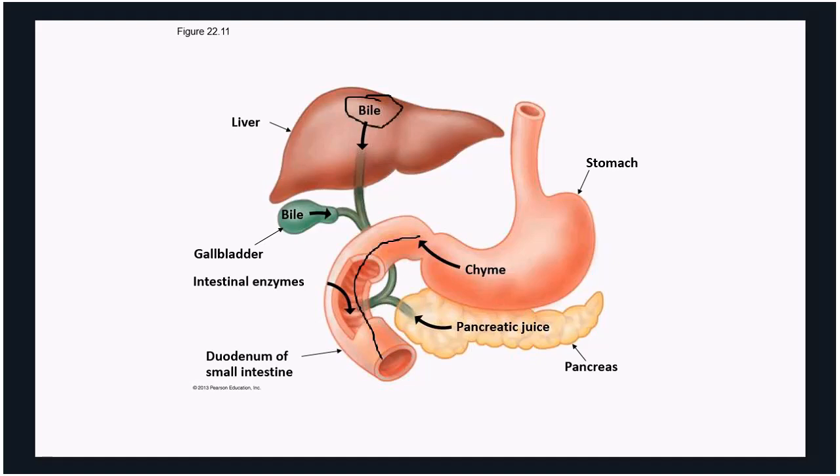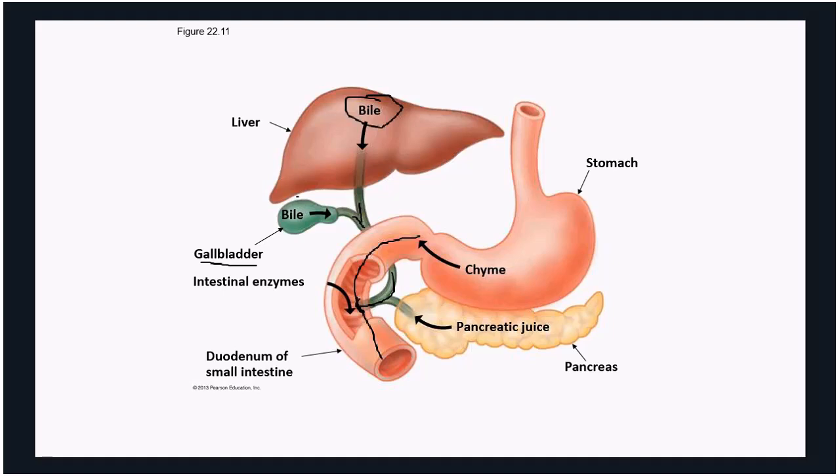So bile is your friend when it comes to digesting fats. It's actually made in the liver and stored in the gallbladder. And then these tubes here connect it into the first part of the small intestine to break down the fats.